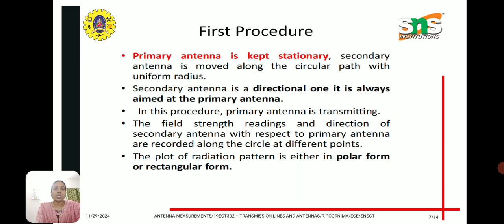In the first procedure, the primary antenna is kept stationary and the secondary antenna is moved along a circular path with uniform radius. The secondary antenna is directional and is always aimed at the primary antenna, which is transmitting. The field strength readings and the direction of the secondary antenna with respect to the primary are recorded along the circle at different points. The plot of the radiation pattern is in either polar form or rectangular form.